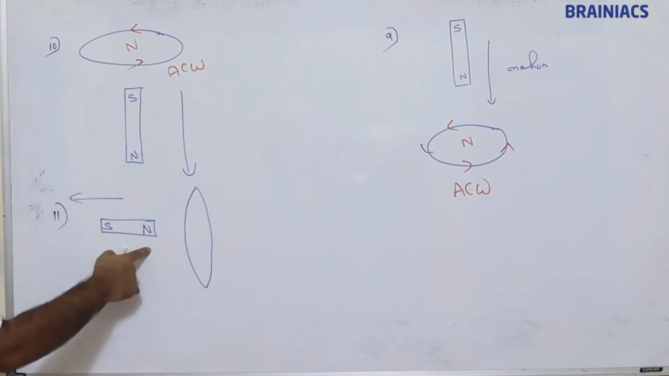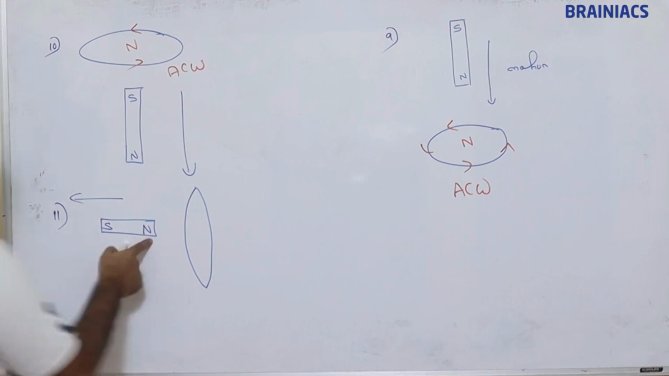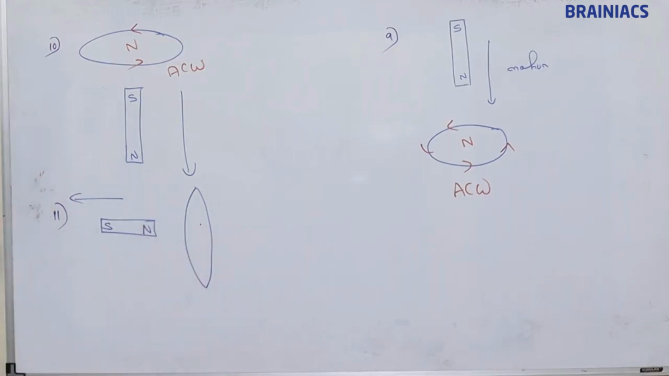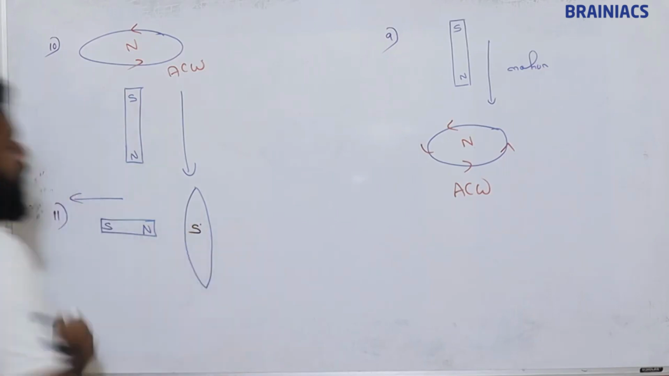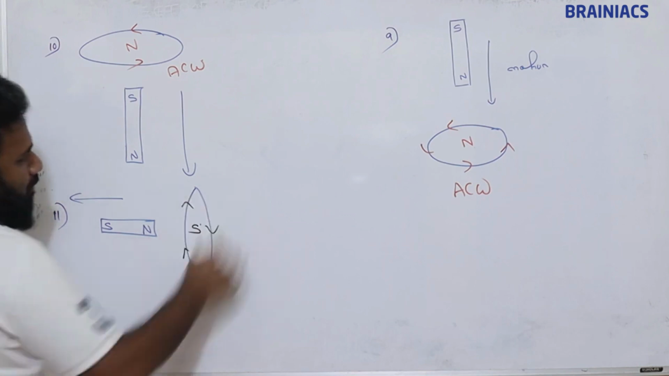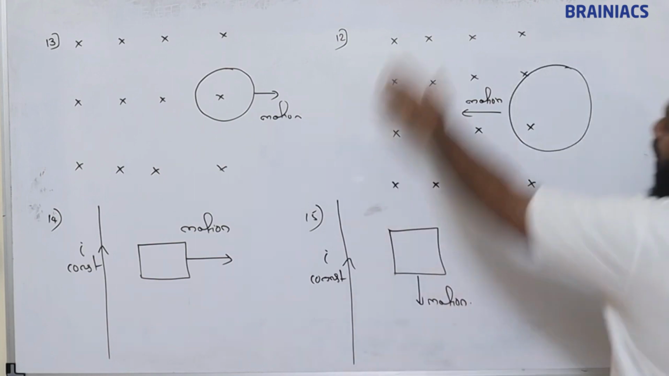Okay, a bar magnet, south north, is moving away. So north pole is moving away from this coil, so the coil wants to make south pole to attract it. South pole means clockwise. Clear? Okay, see this question.